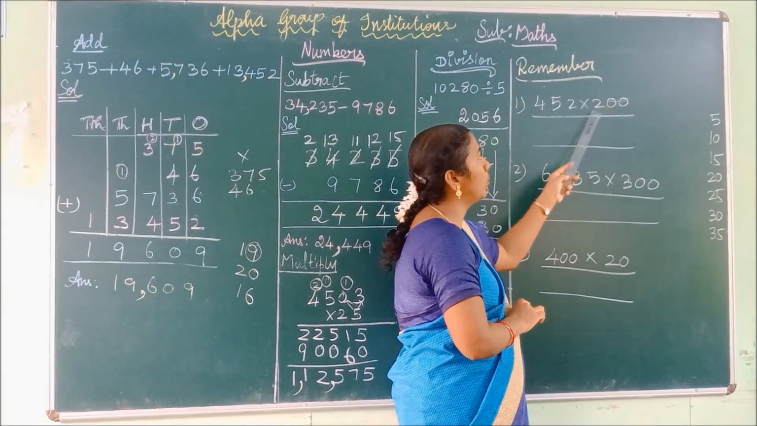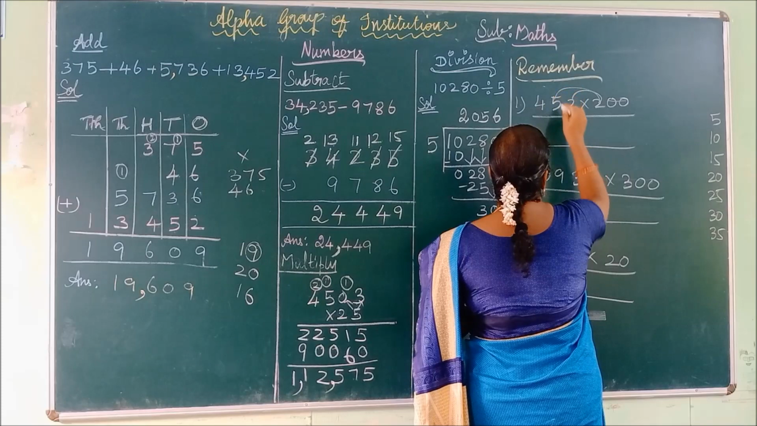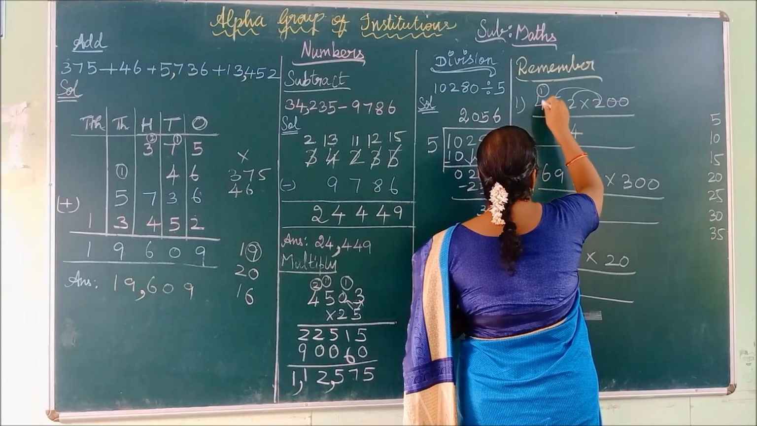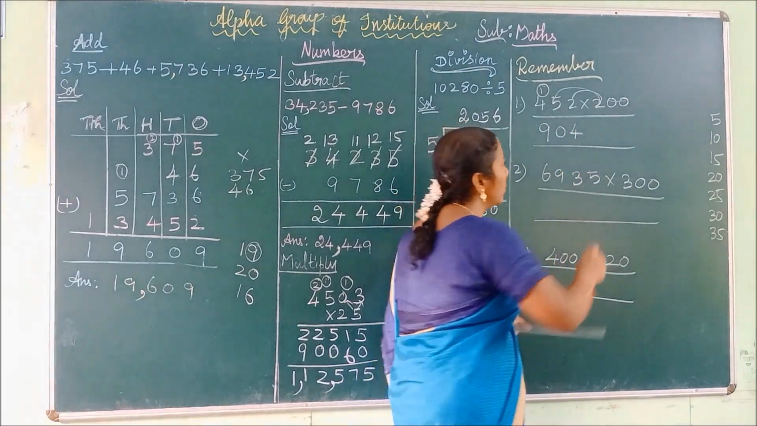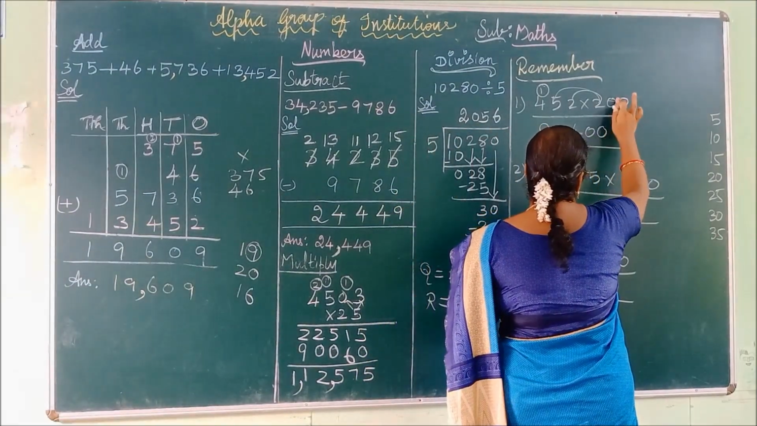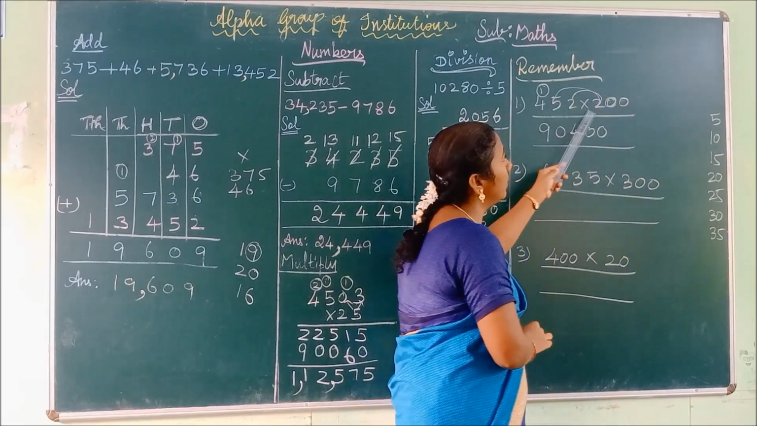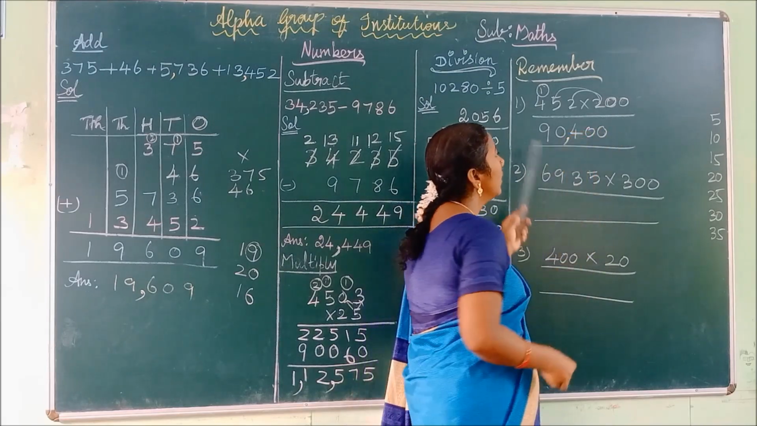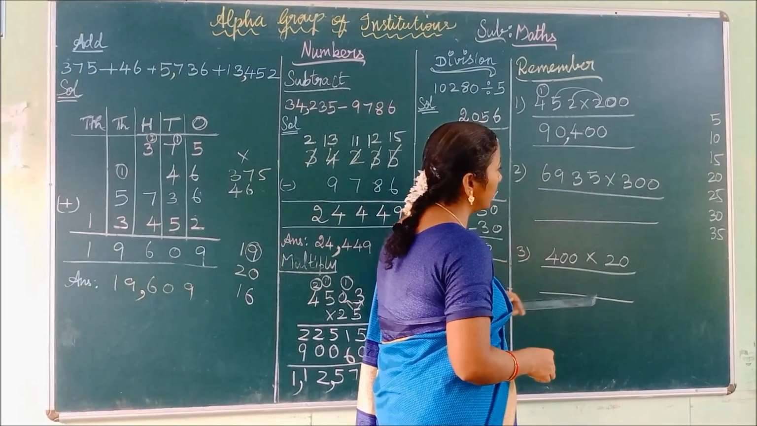What is the remaining number? 2. So 2 2s are 4, 5 2s are 10, remainder 1, 4 2s are 8, 8 plus 1 is 9. After that you have to add the 2 zeros along with the answer. Thus the number 452 multiplied with 200, you get the answer. You have to place the number after 3 digits. 90,400.